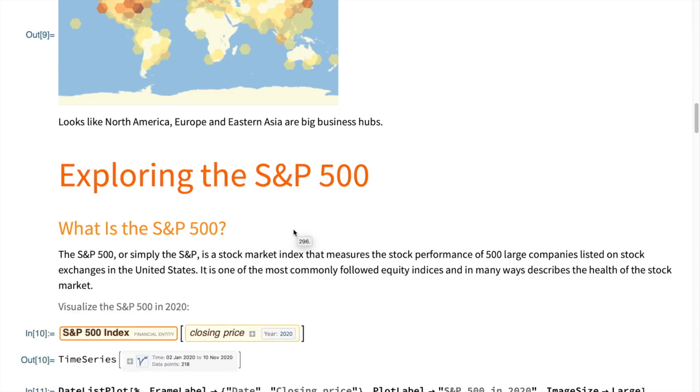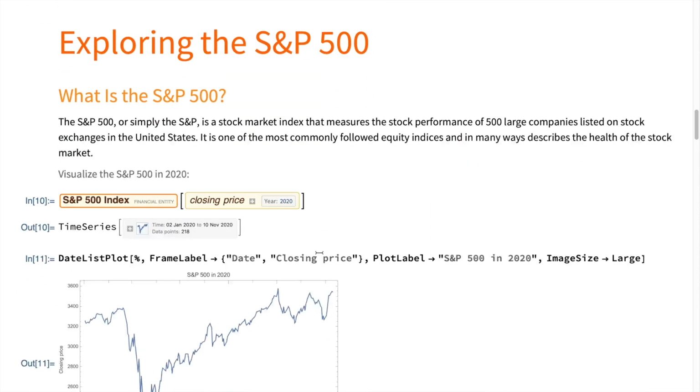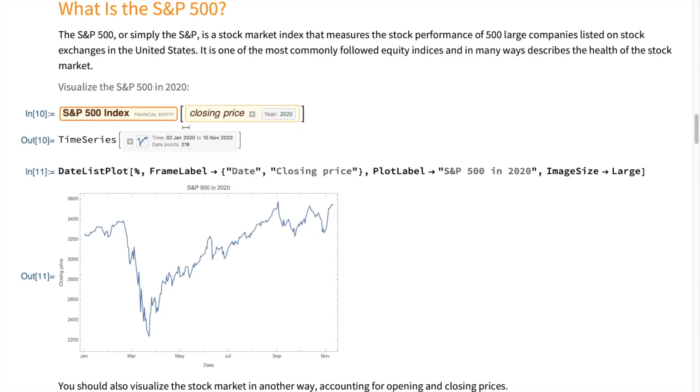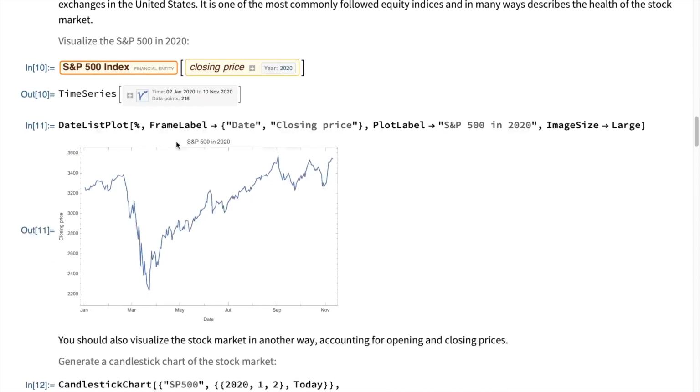Onto the S&P. We already talked about it a little, so let's get right into exploring it. Using entities, I can call the closing price of the S&P over 2020. What I get is this time series, which we know we can plot using dateless plot. The percent symbol here simply indicates the previous output. We see a sharp decline in early March, followed by a sharp increase after.